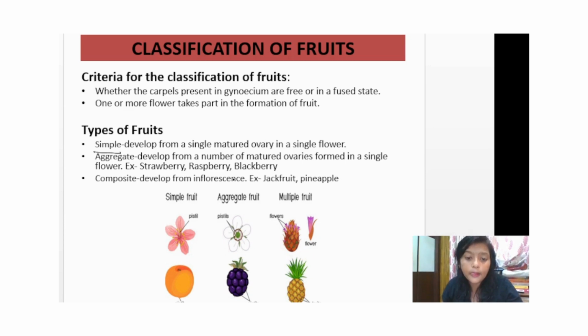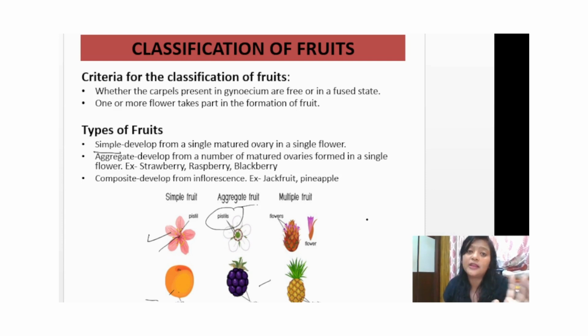पाइनएप्पल इज देयर. ओके, सो नाउ यहाँ पे एक डायग्राम मैंने दिया आपके बेसिक इन्फॉर्मेशन के लिए. ये देखिए, सिंपल फ्रूट में, ओके, पिस्टिल यहाँ पे एक ही है देखिए, इज फॉर्मिंग दिस. देन अगेन एग्रीगेट फ्रूट में देखिए कि कितने सारे पिस्टल्स हैं, दे आर फॉर्मिंग दिस. एंड देन यहाँ पे देखिए इनफ्लोरेसेंस, जो आपका या तो वो कैटकिन हो सकता है, हाइपेंथोडियम हो सकता है.